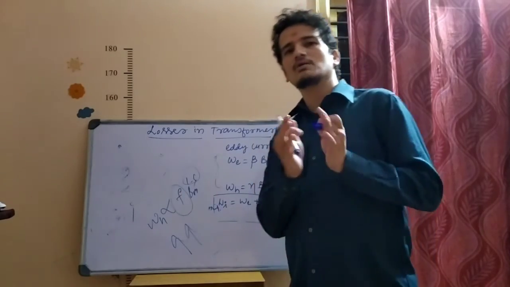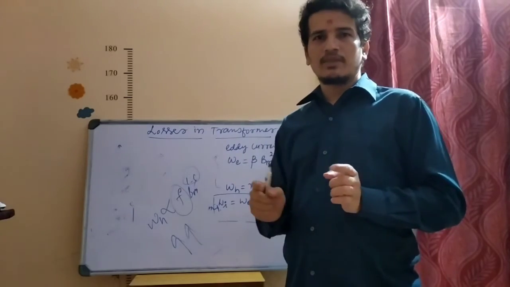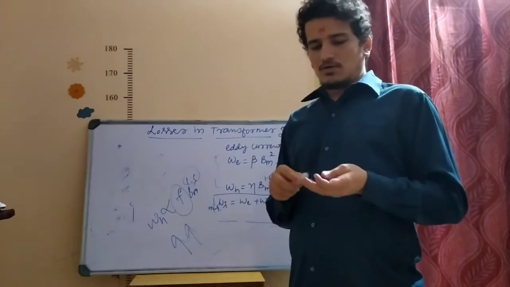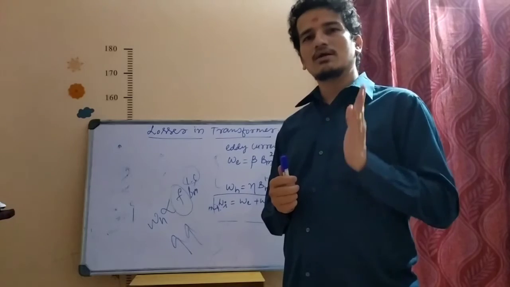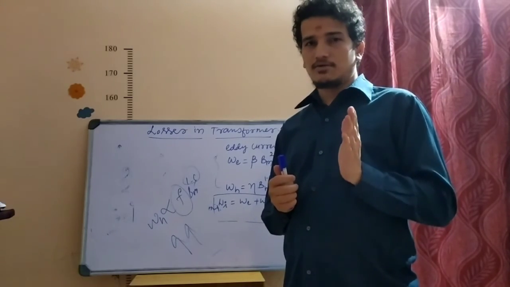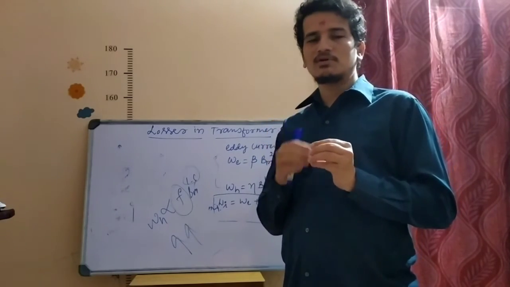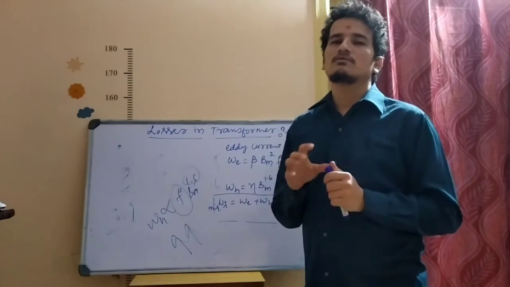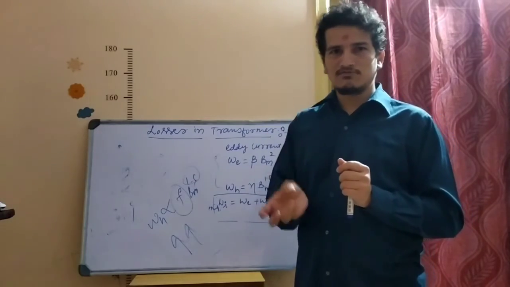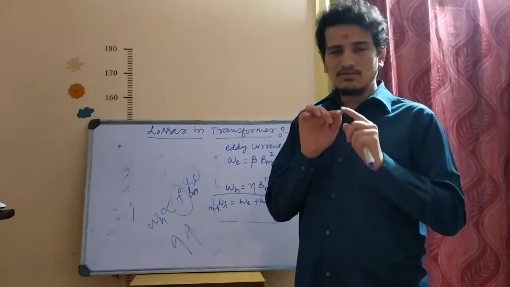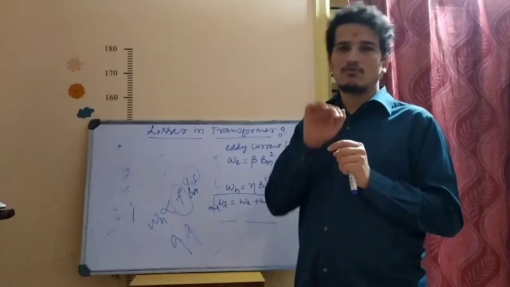Just explain: there are two types of losses in the transformer, core loss or iron loss and copper loss. In the core loss, there are two more losses called eddy current loss and hysteresis loss. So what is eddy current? When the transformer core is subjected to magnetization, due to the change in flux, an EMF is induced in the transformer core, due to which a small amount of current will flow in the core itself.